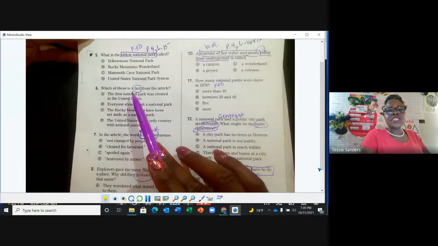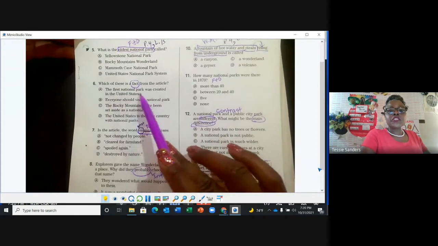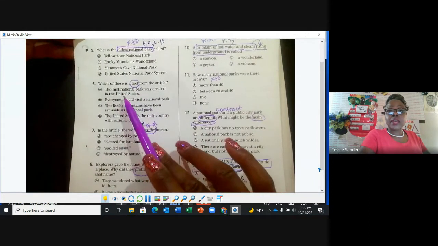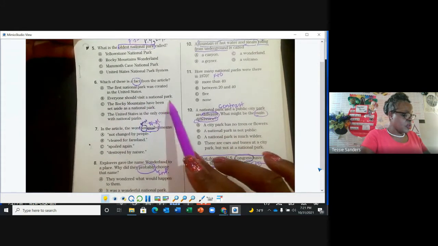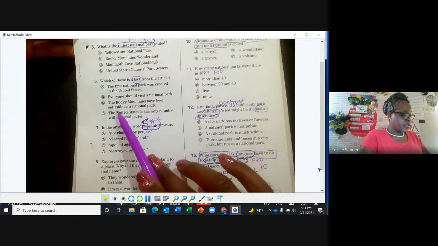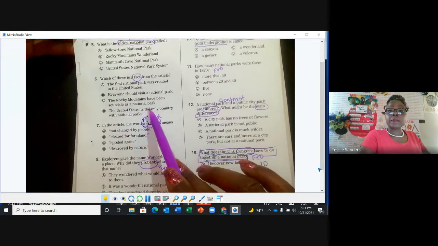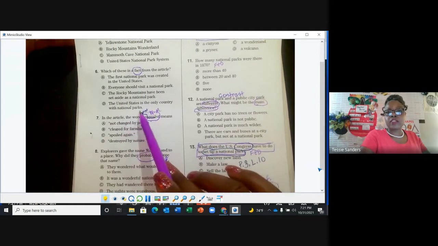6, which of these is a fact from the article? A, the first national park was created in the United States. B, everyone should visit a national park. C, the Rocky Mountains have been set aside as a national park. D, the United States is the only country with national parks.